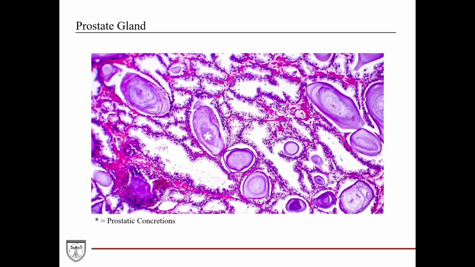You can see the tubuloalveolar look of the gland tissue here. Kind of more of a simple cuboidal type epithelium that lines these, not quite as folded as the seminal vesicle. And then obviously you have the prostatic concretions here as well, which is pathognomonic histologically for the prostate gland.